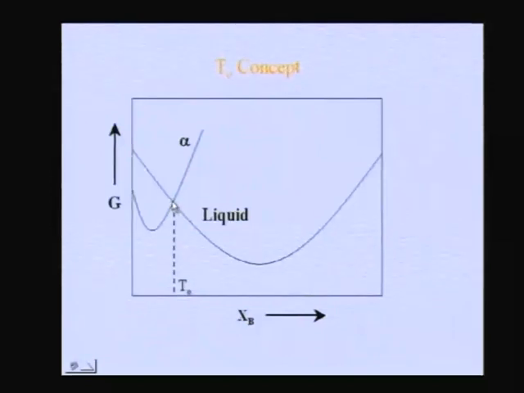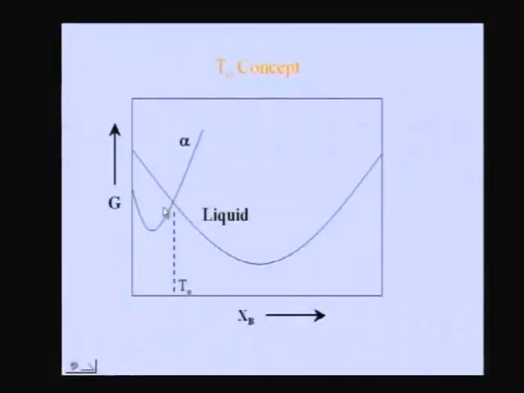So we started talking about the T0 concept in the last class. We know that if we are at any composition which is on the left side of the intersection of the free energy of the liquid and that of the alpha, at those compositions the alpha can come out of the liquid with the same composition, because there is a driving force for the alpha to form from the liquid having the same composition. This is what we call partitionless solidification. Whereas if the composition is on the right side of the T0 point, the alpha cannot come out of the liquid, so the liquid will remain as liquid.